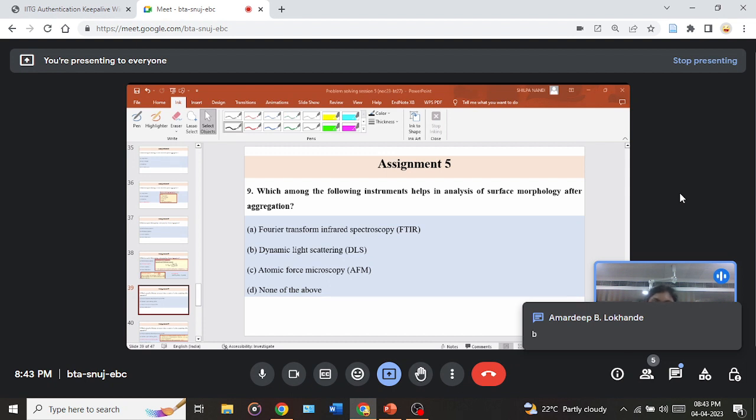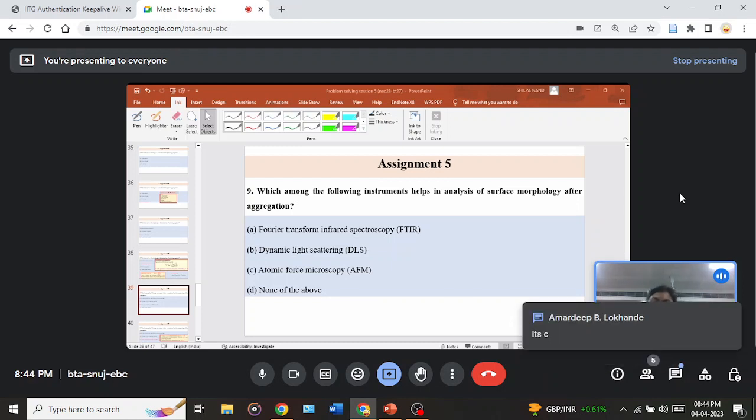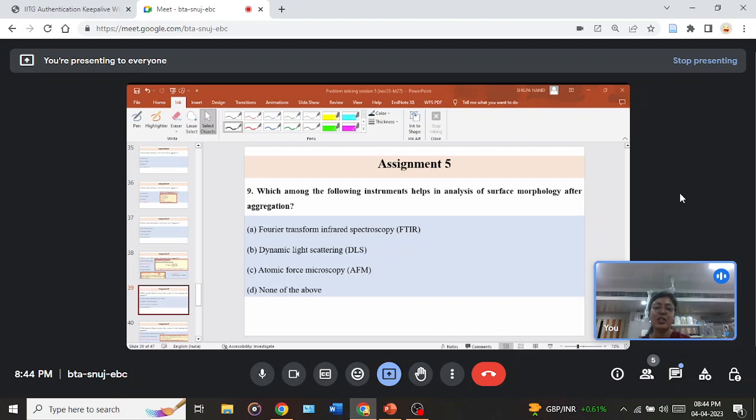Okay, so I've got an answer from Amardeep, that is option B, dynamic light scattering. So you have to give me the appropriate answer. Just think a little bit more. You are able to understand it, but you're not able to reflect it back. I think you will be able to figure it out. Yeah, I'll take the answer as B and again as C. Now you are saying that it's C. We will see if C is correct or not.